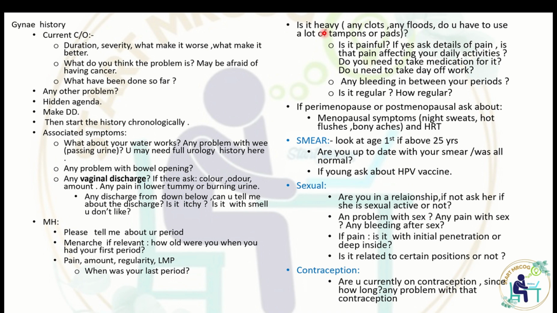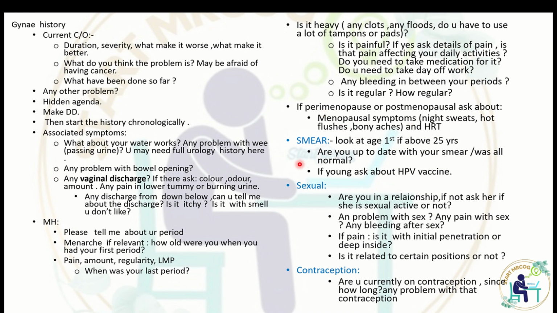If positive for pain, you have to ask about the details of the pain. Any bleeding in between periods? Is it regular? How regular? And by how regular, you are asking about the regularity, whether it comes every 28, 35 days, or a regular period. In perimenopause and postmenopause, we can add menopausal symptoms, hot flushes, body aches, and if she tried using hormone replacement therapy or no.